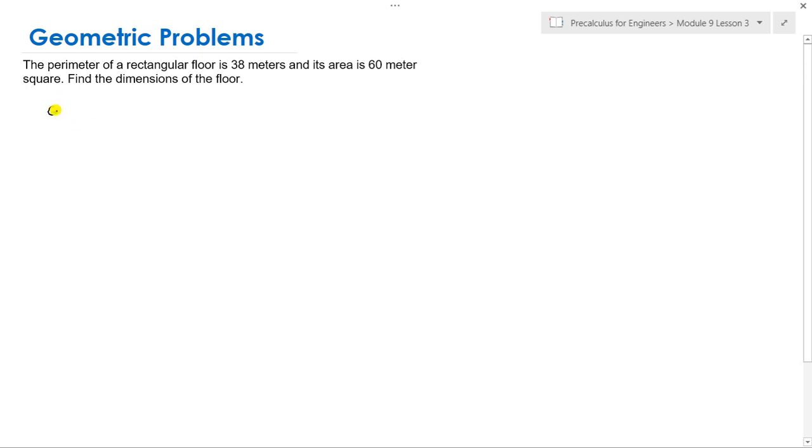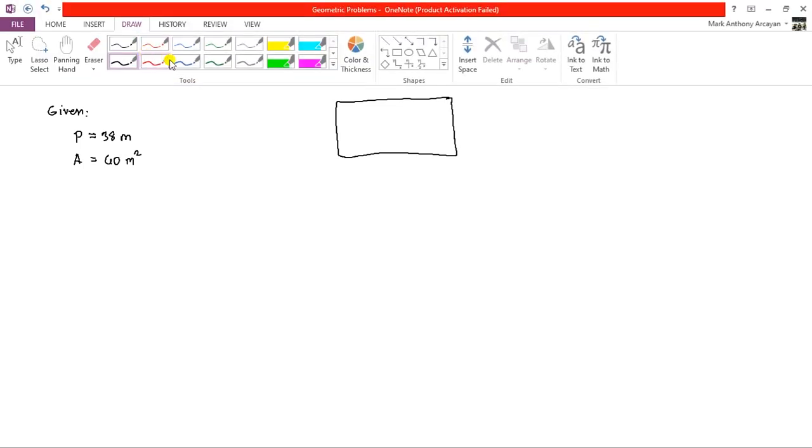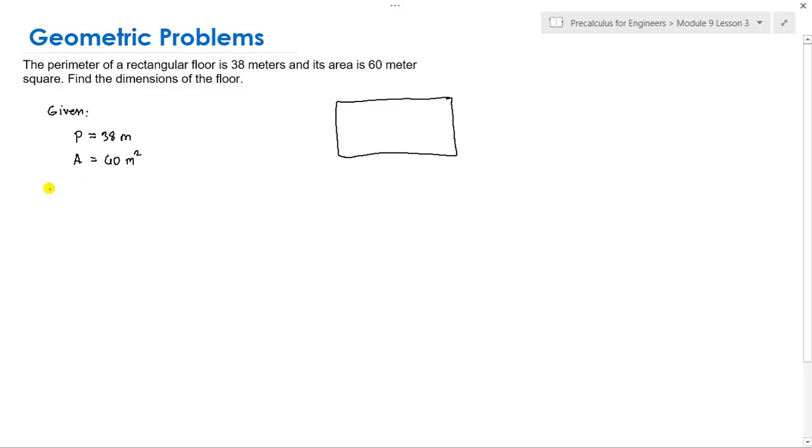So, given: the perimeter of a rectangular floor. So we have a rectangular floor. The perimeter P is equal to 38 meters, and its area is 60 square meters. So area is equal to 60 square meters. Find the dimensions of the floor. So, required.